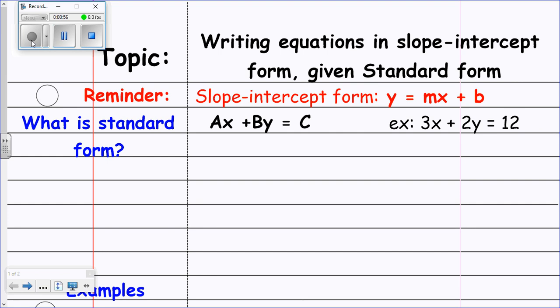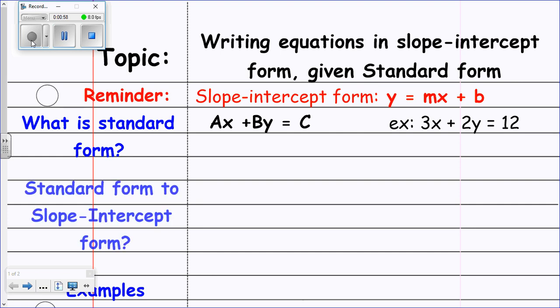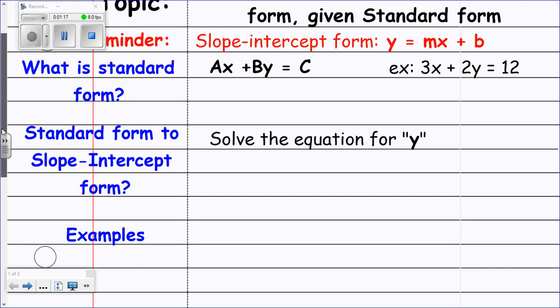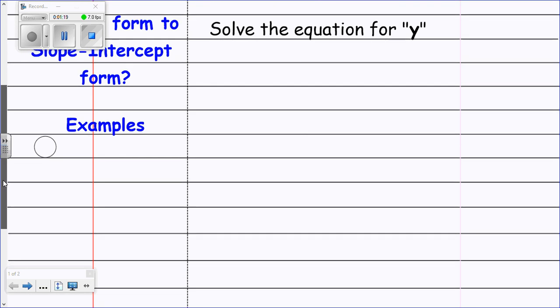Okay. And so what we're going to talk about today is how do we then change an equation written in standard form to slope-intercept form. And the way we do that is we just solve the equation for y, meaning we need to get y by itself. So we're going to go through 6 examples on how to do that.